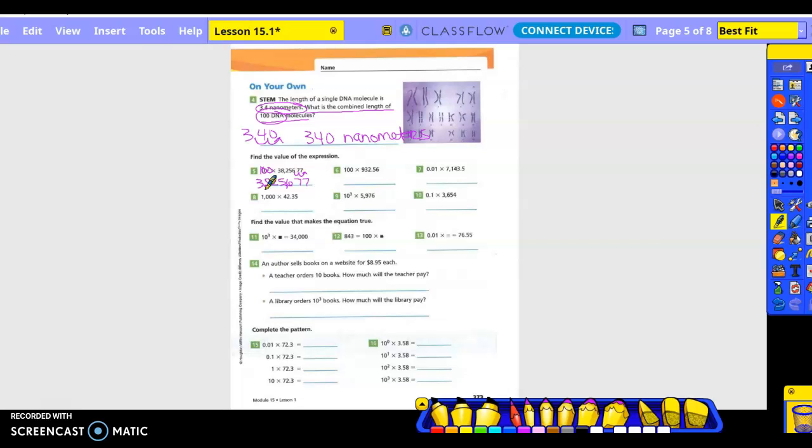Okay, next one. I'm multiplying by a whole number of 100. Which way am I moving my decimal? To the right. How many places? 2. So I'm going to loop 1, 2. Rewrite my numbers. 9, 3, 2, 5, 6. Go back in and add my comma of 93,256.